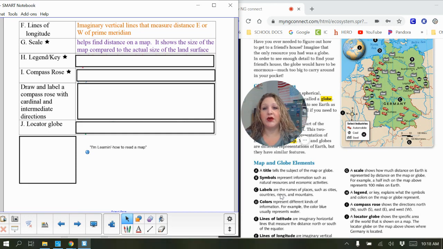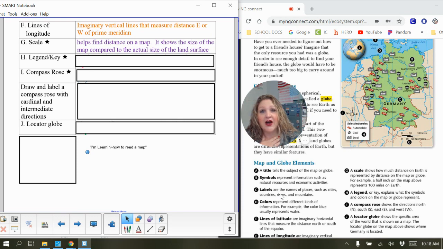So we're going to paraphrase that a little bit. You're going to type that it helps find distance on a map. It shows the size of the map compared to the actual size of the land surface. So we may need to know how far away something is by looking at a map. And what are you going to say? Oh, it's an inch away? No, that's not going to help us, right?